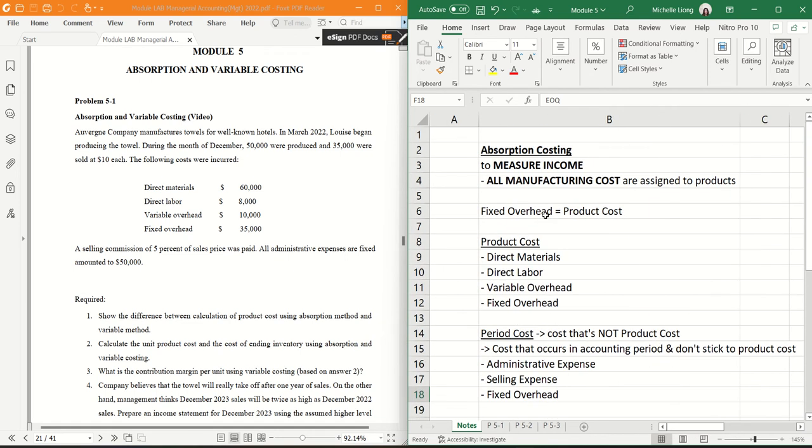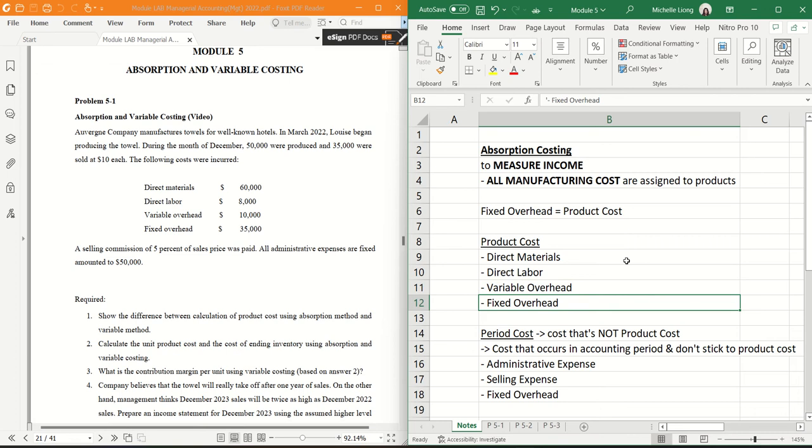So absorption costing basically is the condition where all manufacturing costs are assigned to one product, or the same product. So all of the manufacturing costs are assigned to that product. Right here we have that the fixed overhead is equal to product cost, which means fixed overhead is counted as the product cost. And what is product cost actually? So product cost consists of direct materials, direct labor, variable overhead, and also fixed overhead.